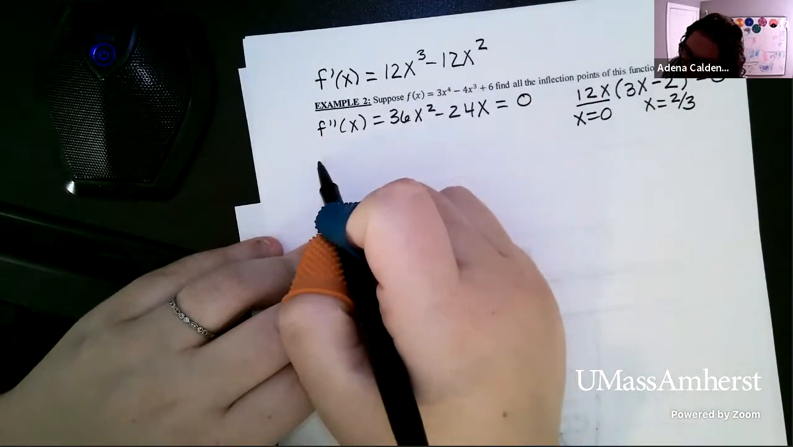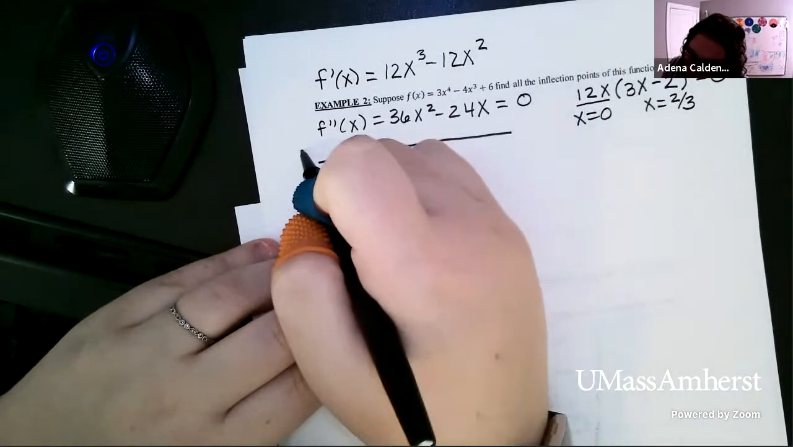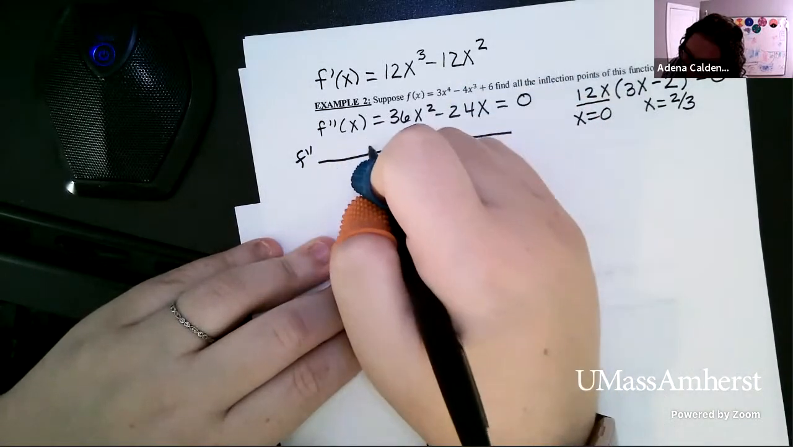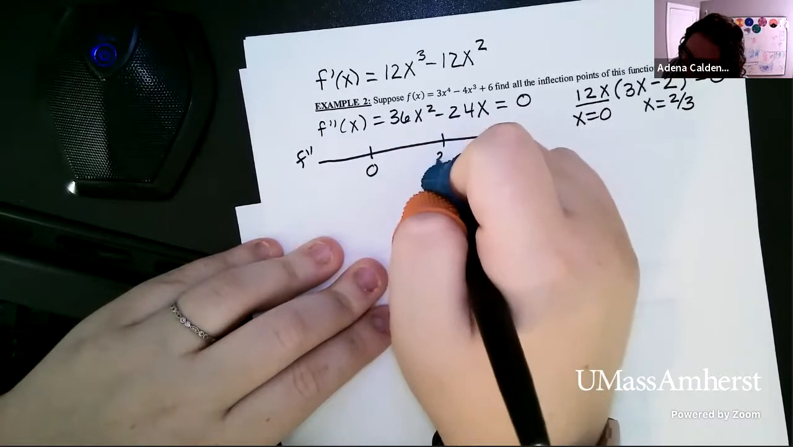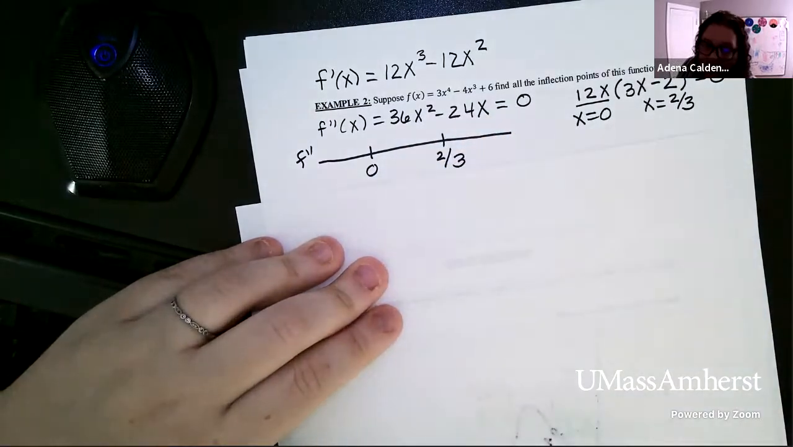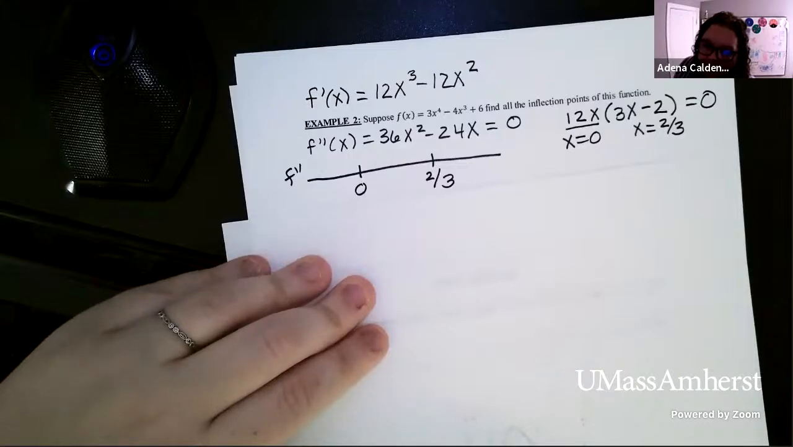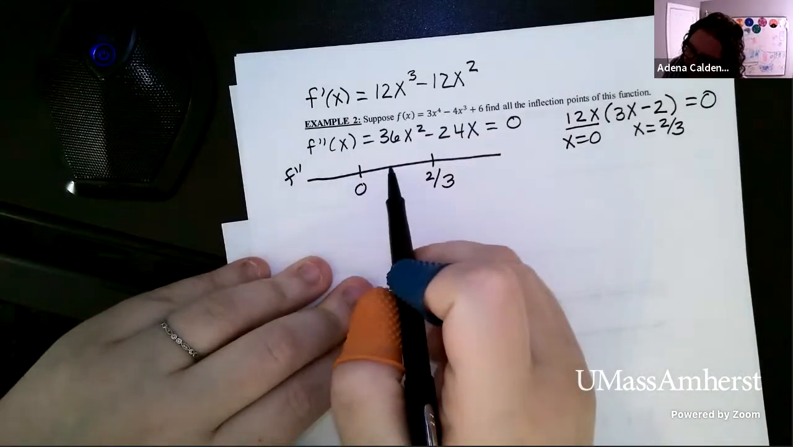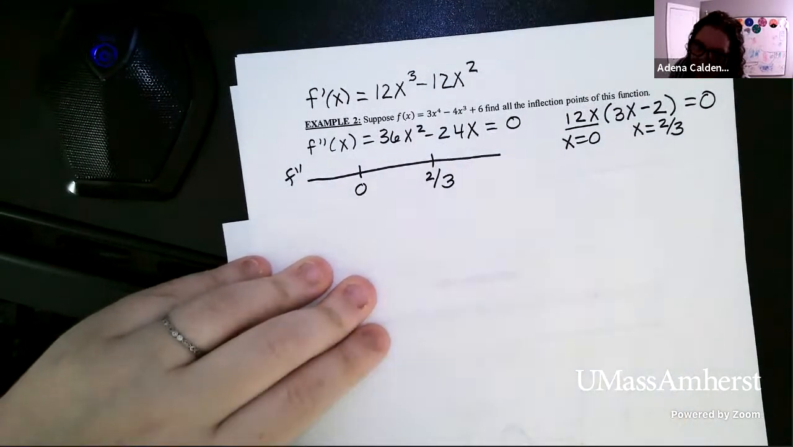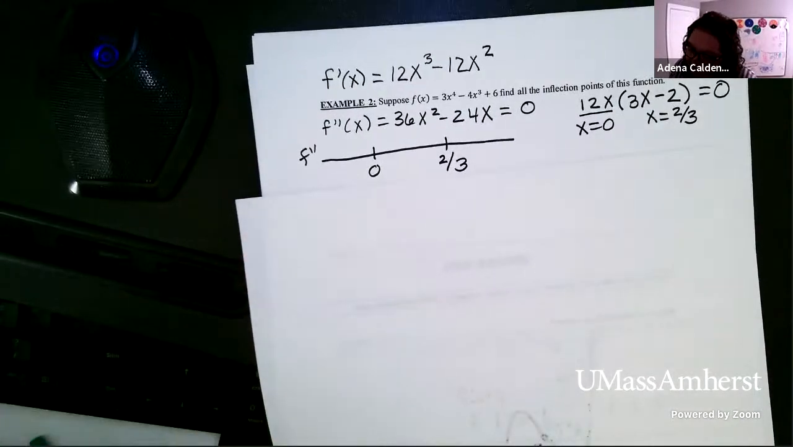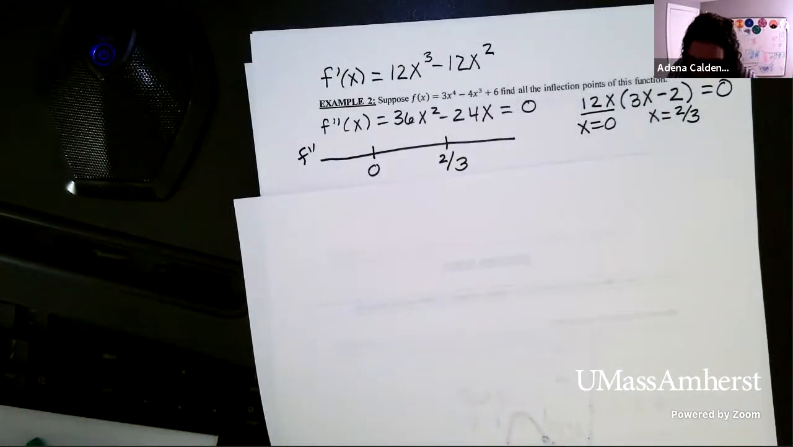So now I'm going to go ahead and chart these. Second derivative, so I'm going to put them in order, so 0 and then 2/3. So again, I have to test some points to the left of 0 and between 0 and 2/3 and to the right of 2/3. I get to pick the points, and I'm again going to pick them to be convenient for testing.